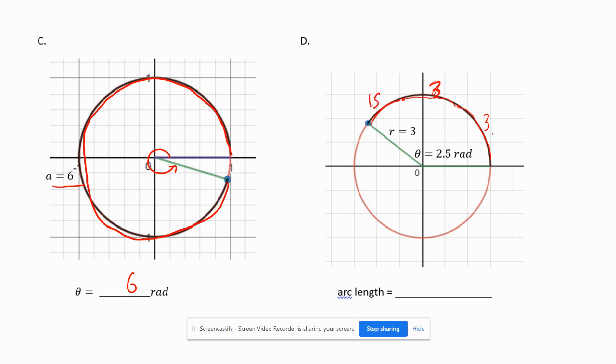Another way of doing this is going 3 times 2.5, which gives us an answer of 7.5. This is the arc length from here: 3 plus 3 plus 1.5, or 3 times 2.5, gives us an arc length of 7.5.